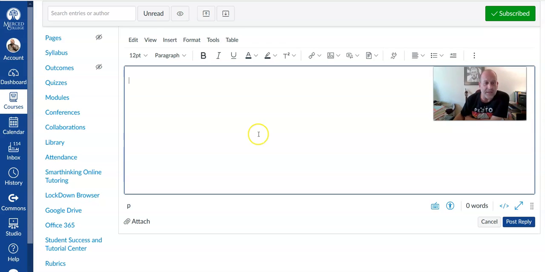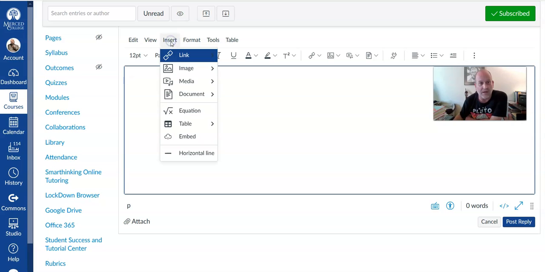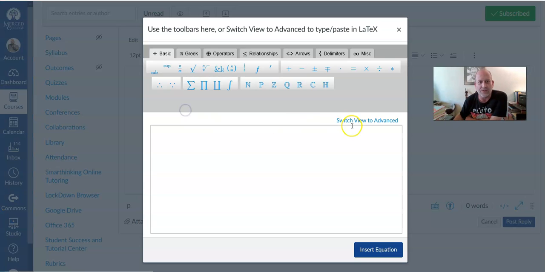So the first thing I want to take a look at is how to type a fraction. There is more than one way to do this, but probably the most straightforward way is to go to the insert menu, go to equation. Now you have a field here. This is where whatever you create is going to show up, and then when you're done with it, you click Insert Equation, and it drops it back into the discussion board. So that's how it works.